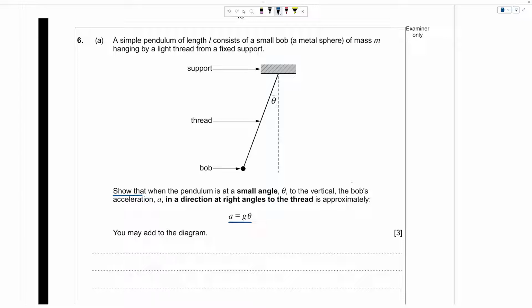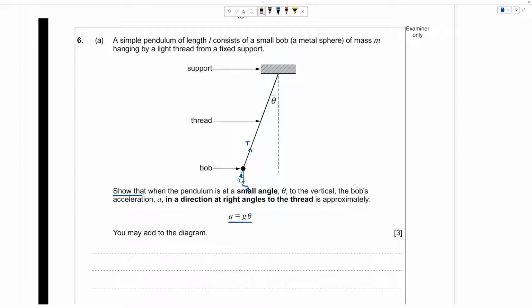So if we think about what's going on in this setup, I've got some tension force acting like that. I've got mg acting vertically downwards. A direction at right angles to the thread. So the tension cannot possibly produce any force at right angles to the thread. The tension has to be along the thread. So what we need to think about then is resolving the weight mg into components that are perpendicular and parallel to the thread.